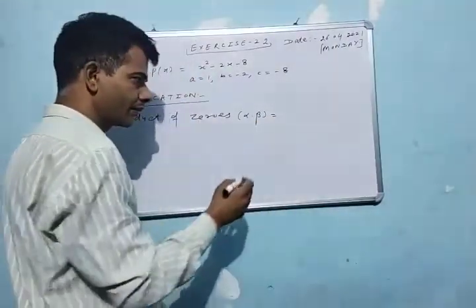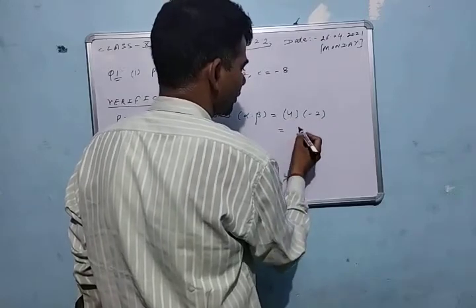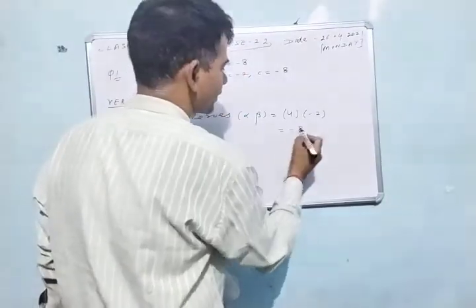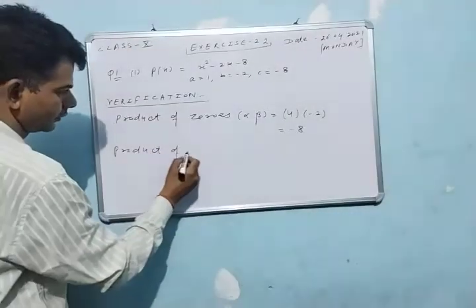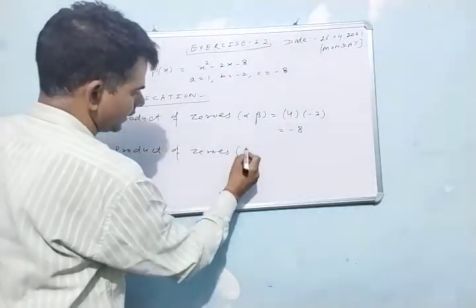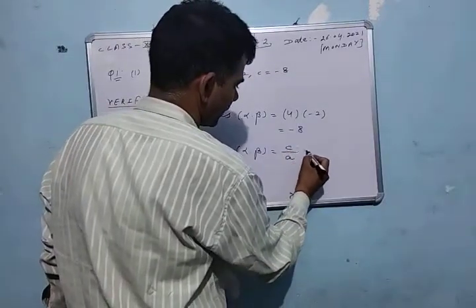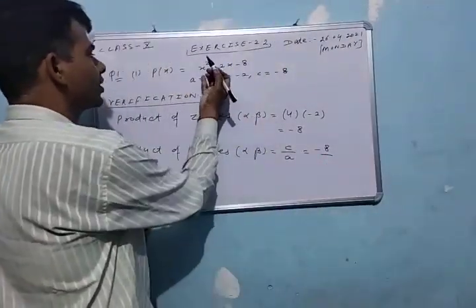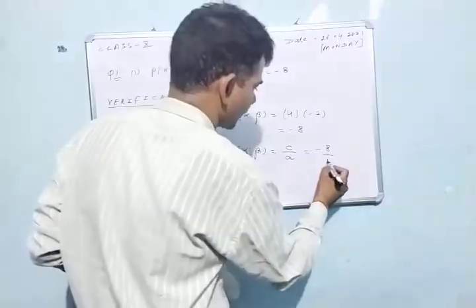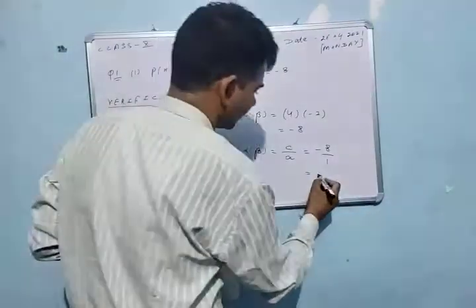Student, alpha is 4 and beta is minus 2. That is 4 into minus 2, that is minus 8. Product of zeros by the formula, that is alpha into beta, that is C by A. What is C? C is the constant term, that is minus 8. And what is A? A is the coefficient of x square, that is 1. Student, minus 8 divided by 1 is equal to minus 8.